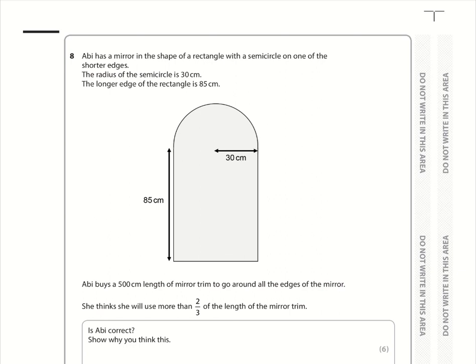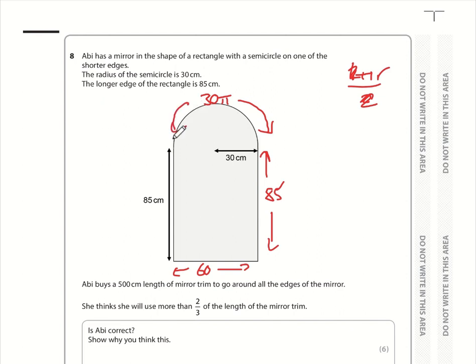Question number 8. What we need to do first of all is work out the perimeter of this shape. So we've got 85, we've got another 85 up here. We know 30 is the radius, so the diameter is going to be 60 along the bottom. And then we've got this curved part here. Now this is a semicircle. The circumference of a circle is 2 pi r, so half of 2 pi r is simply pi r, and the radius is 30, so this bit here is 30 pi.